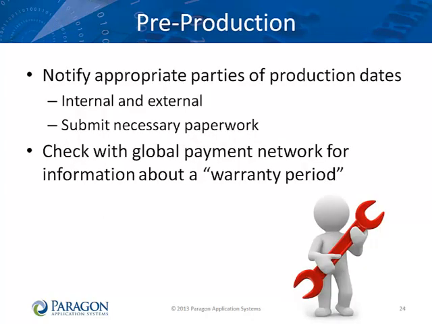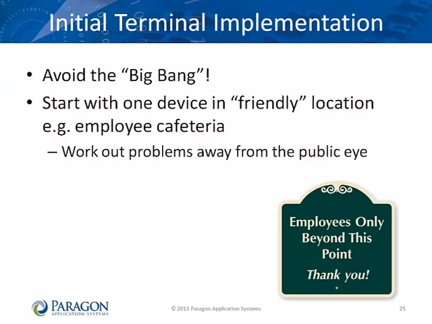Once you are coming down to the finish line, you must be sure to notify the appropriate parties of your production dates. When you officially place a device in production, the payment network may offer a limited warranty period. If possible, start your production rollout with one device in a friendly location such as an employee cafeteria, someplace away from the public eye where your staff knows what is going on. Employees will be much more tolerant of any problems than the public might be.